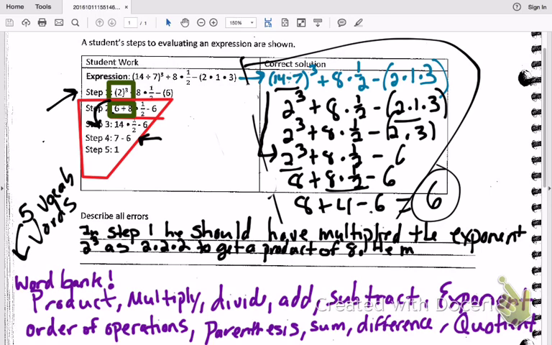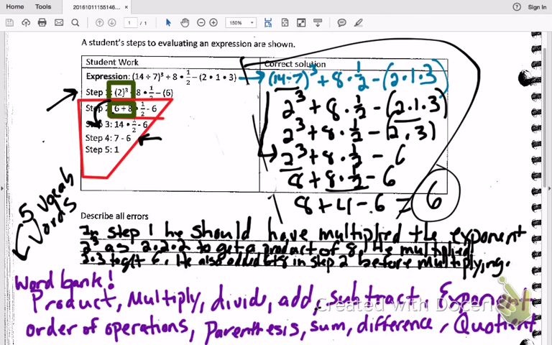He multiplied 2 times 3 to get 6. Okay? He also added 6 plus 8 in step 2 before multiplying. Okay, and I'm going to go ahead and put a period there.